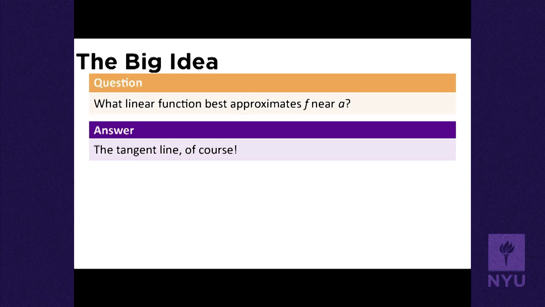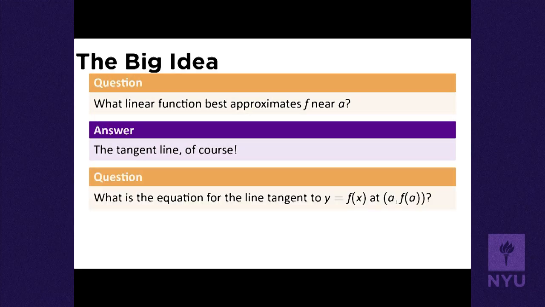Okay, so to find a linear function which goes through the same point at a, the thing we would use is the tangent line. So what's the equation for the line which goes through the point a comma f of a and is tangent to the curve at that point? Well, we know it goes through this point. What would its slope be? What is the slope of the tangent line through a comma f of a? The derivative of f at a.